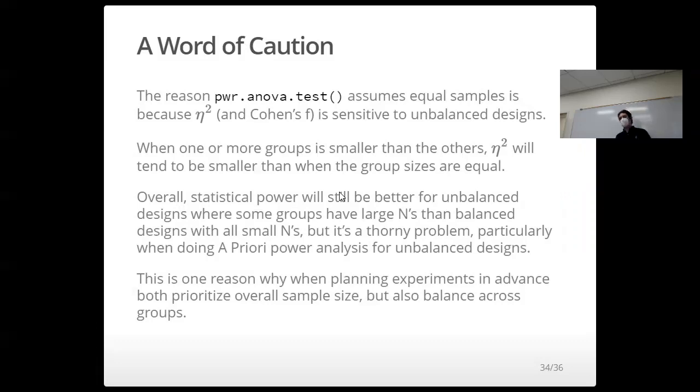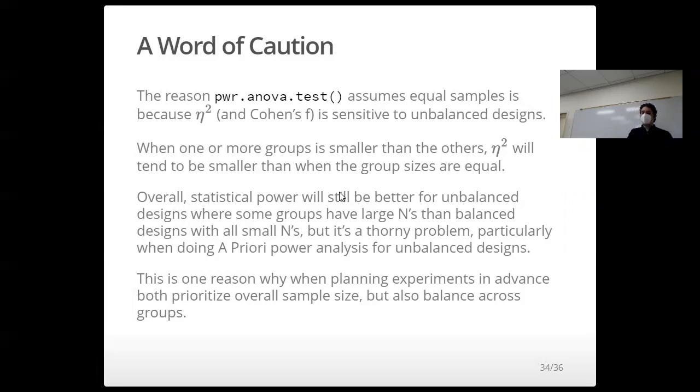The thing is, the statistical power to reject the null hypothesis is still better if you have some large groups than all small groups. So you still generally want to keep the unbalanced design if that's what you have, as long as you can't balance it out by making all the groups equal. You don't want to do a smaller balanced design than a larger unbalanced design for statistical power reasons.